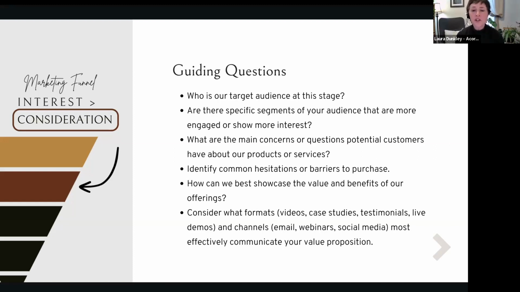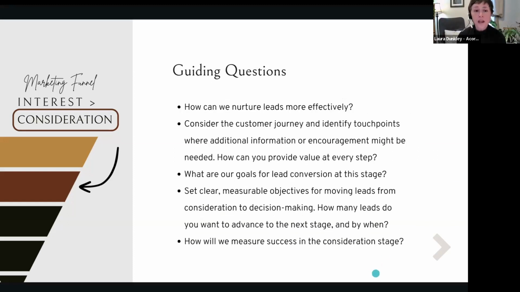Identify common hesitations or barriers. What's their motivator? Why aren't they purchasing? How can we best showcase the value and benefits, right? We're not always selling features. Typically, it's benefits and values we want to sell. Consider what formats. If people are doing video and they want video, we should probably give them video. So think about that as far as the type of content you're going to create. And how can we nurture these leads more effectively? We have to consider that customer journey. What are all those touch points? I have a resource at the end for customer journey mapping that will be helpful in these guiding questions.